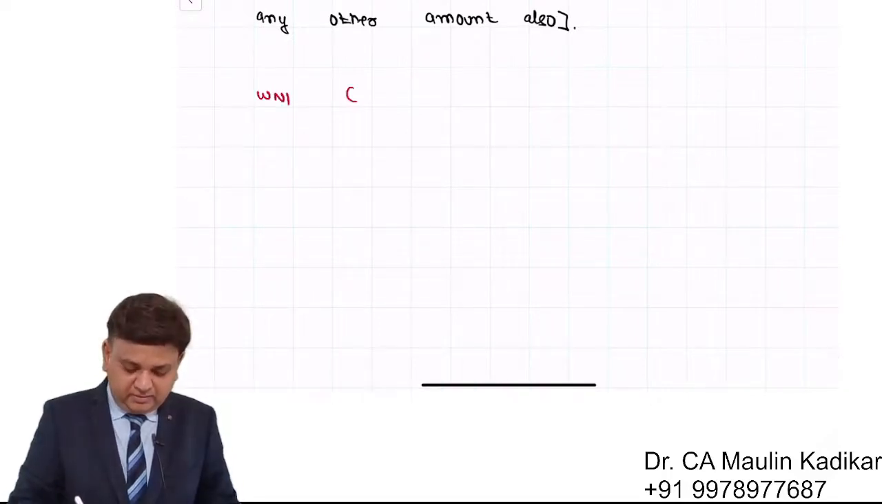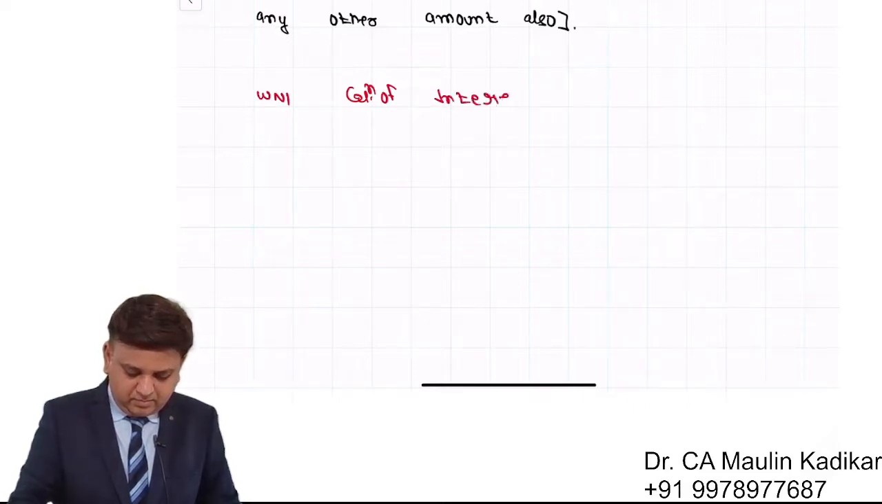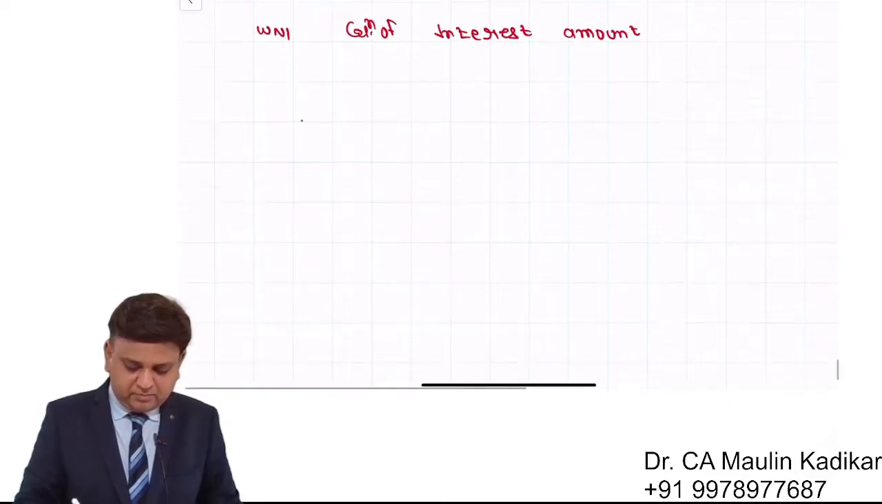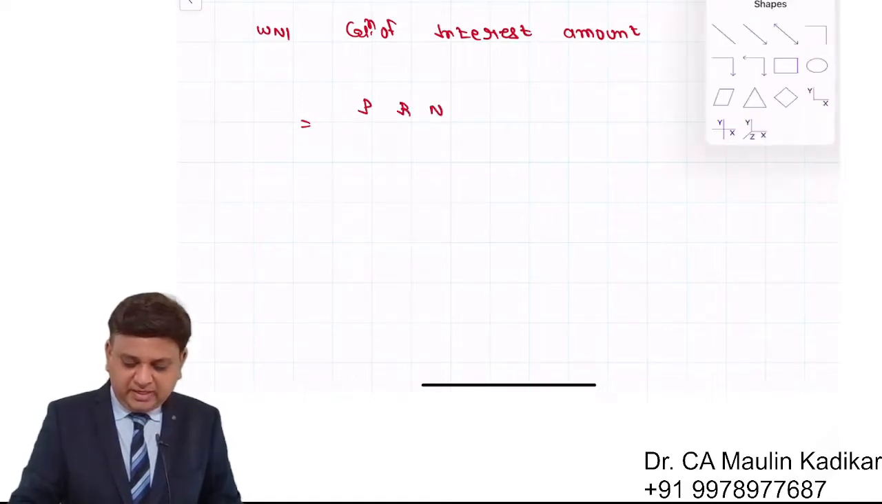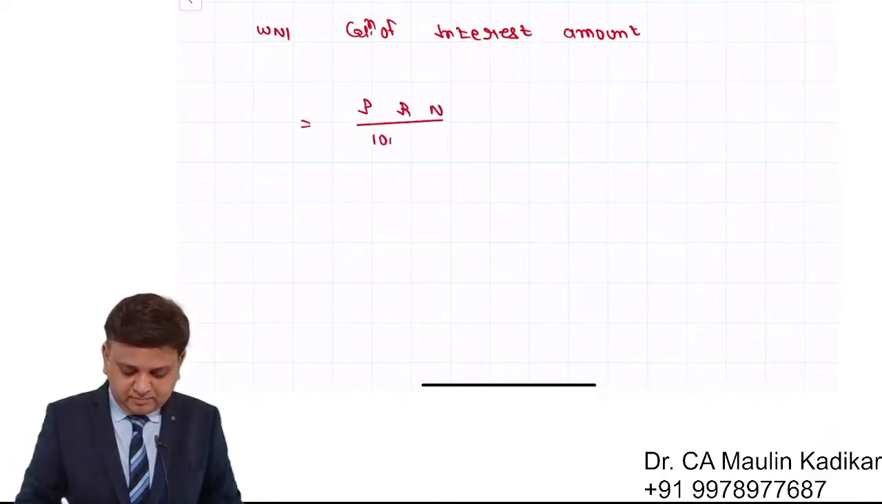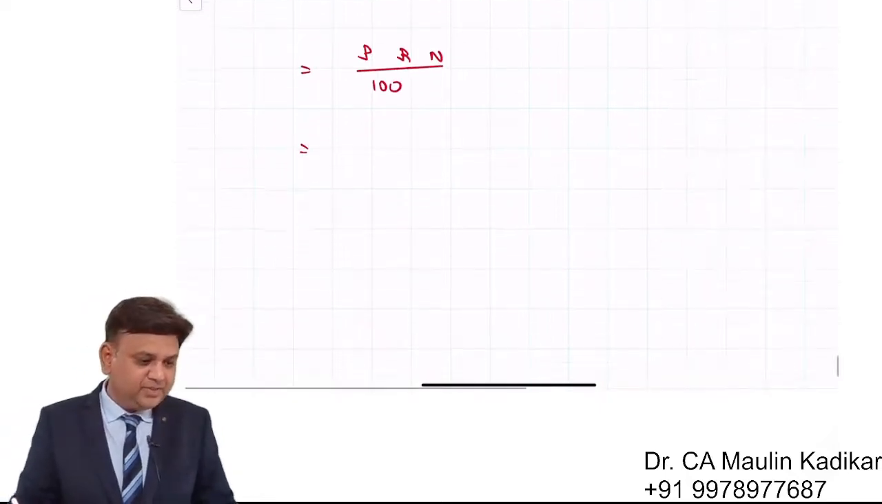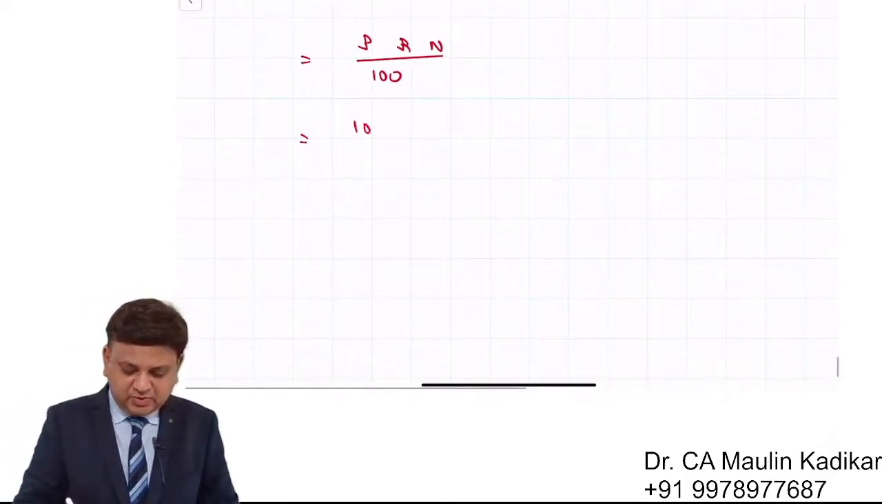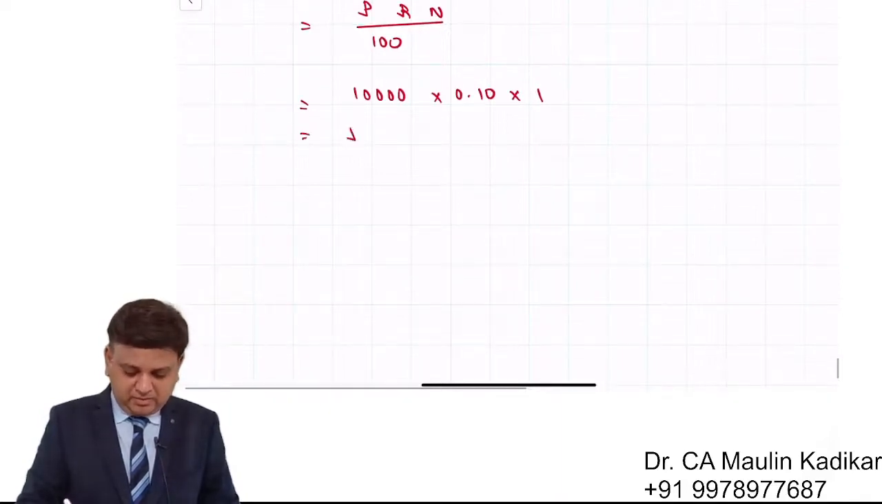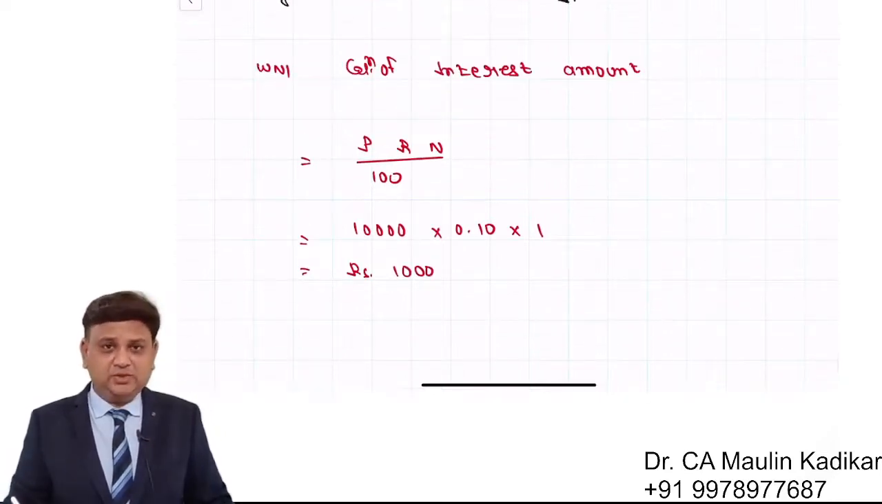Working note number 1. Calculation of interest amount. In that write down PRN upon 100. The principal amount is 10,000, that is what we have assumed. Rate of interest is 10% and the time period is 1 year. So the final answer is 1,000 rupees.